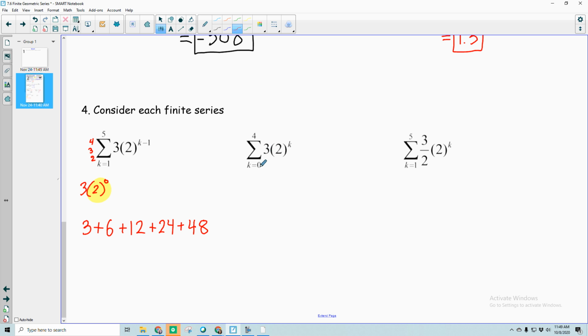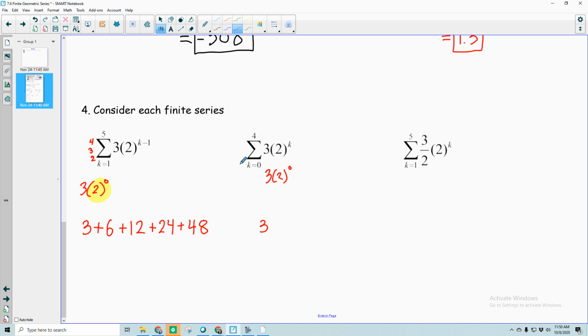So same thing, let's just start plugging in our index. Notice there's a couple things that are different here, right? Like I'm starting at 0 now and I'm ending at 4. So let's just see what happens, okay? So let's say I plug in 0 for k. Well, I just get 3 times 2 to the power of 0, which I just had a second ago, so we know that that turns into 3, right?